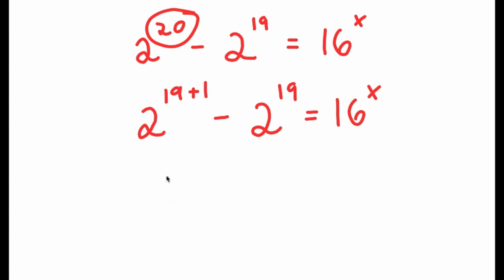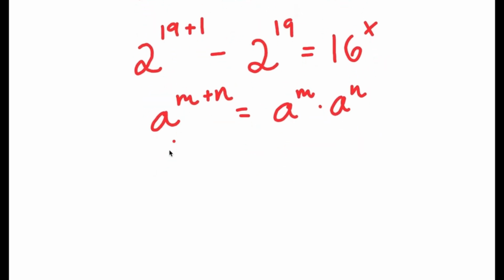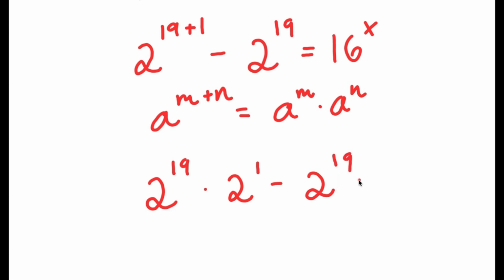Now, if I have something in the form a to the power of m plus n, this is equal to a to the power of m times a to the power of n. So in this case, I have 2 to the power of 19 plus 1, and this is going to equal 2 to the power of 19 times 2 to the power of 1. And I have this minus 2 to the power of 19 is equal to 16 to the power of x.